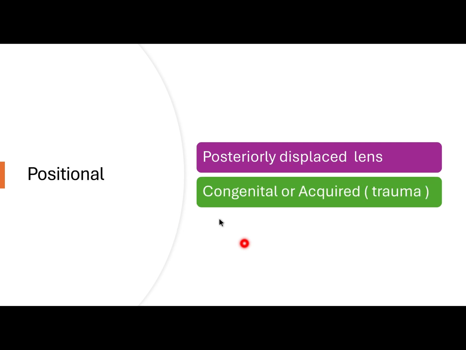Sometimes the lens might be displaced posteriorly. It can be congenital or acquired. Because of this, again, the rays are not focused on the retina and may be focused behind the retina. Such a cause of hypermetropia happening because of a change in the position of the lens is known as positional hypermetropia.